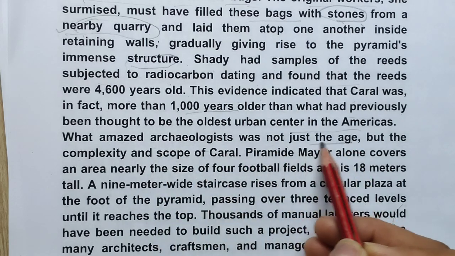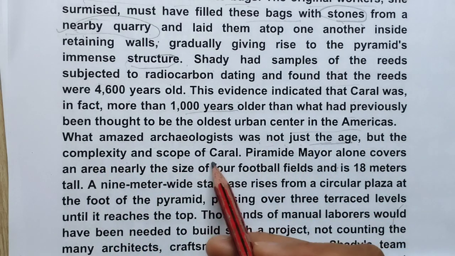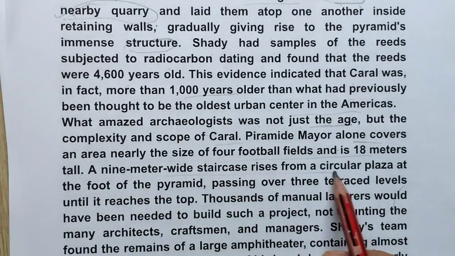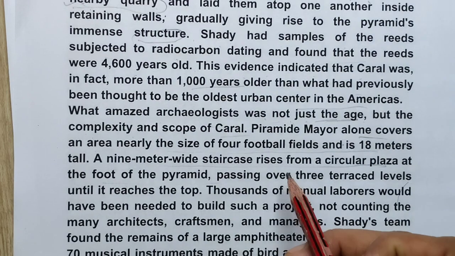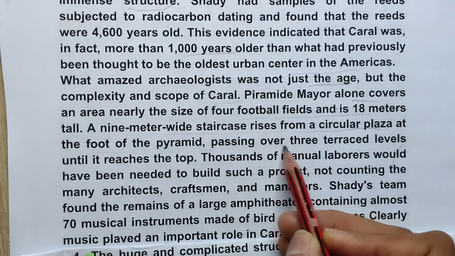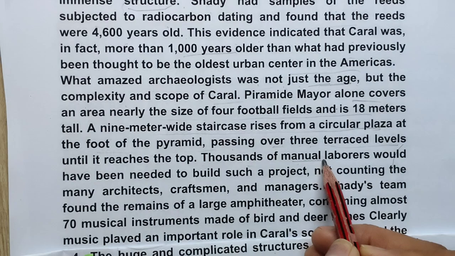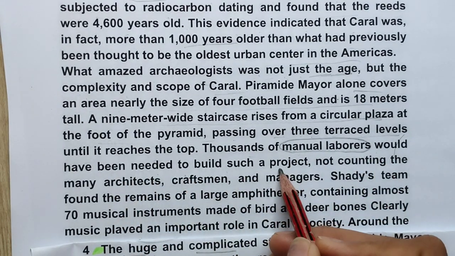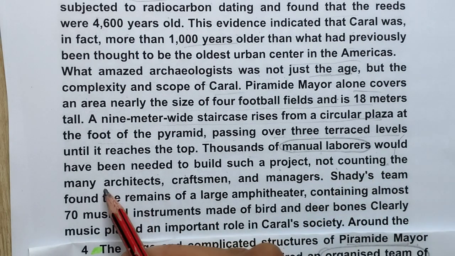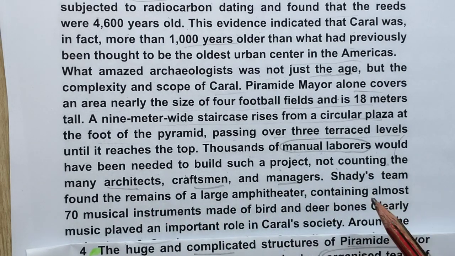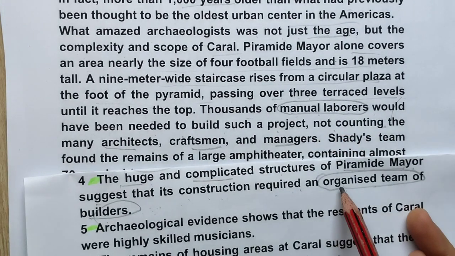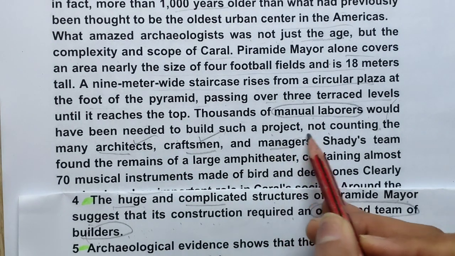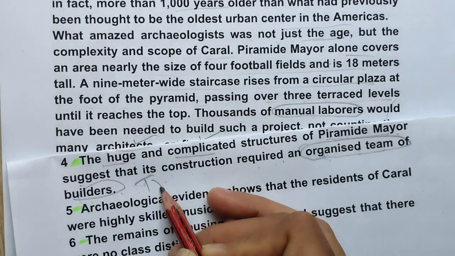What amazed was not just the age but the complexity and scope of Caral. The pyramid alone covers an area of this size, nine meters, with a circular plaza. I am looking for persons, building teams, labor. Thousands of manual laborers, yes, we are looking for this, would have been needed to build a project, not counting many architects, craftsmen, managers. So they are talking about an organized team of builders. Yes, craftsmen were also there, architects were also there, managers were also there. So it means this is true.